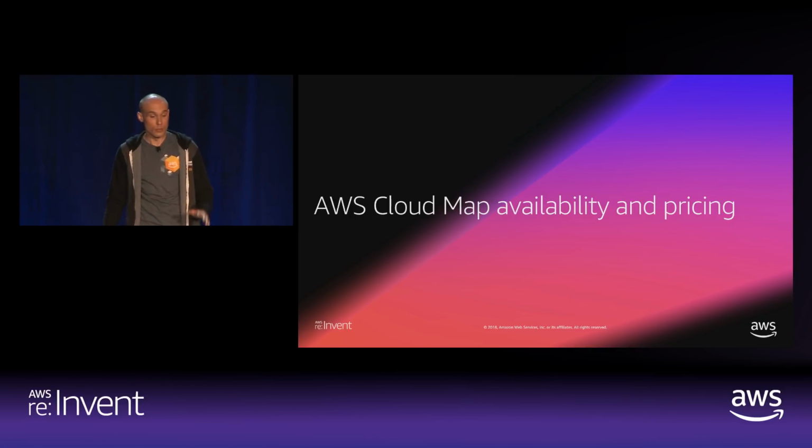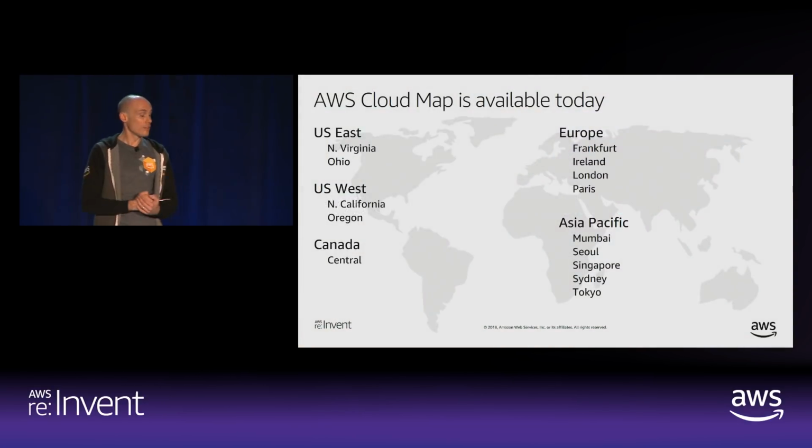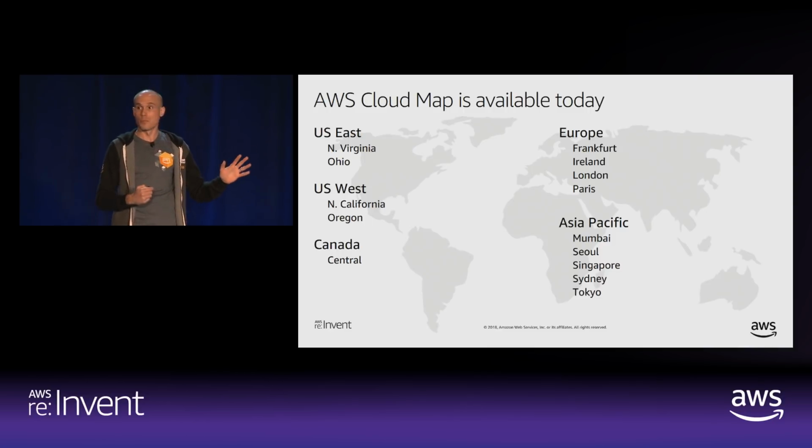Now let's chat about availability. So now you can use AWS Cloud Map in these 14 regions. It's pretty much global, pretty much everywhere. Go ahead, start using it today. You have both console and APIs available, and all this stuff is up and running right now.